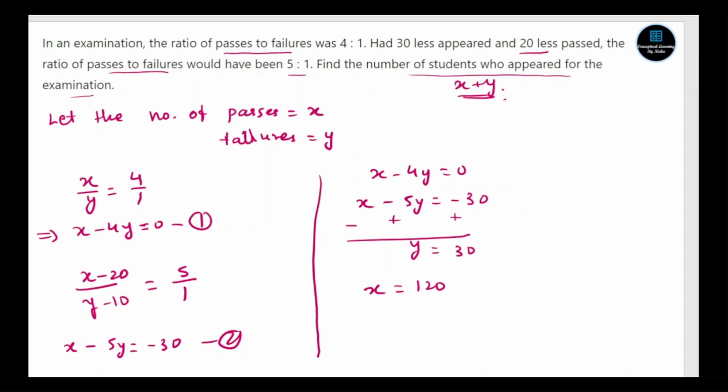So number of passes are 120, number of failures are 30. So total number of students are nothing but x plus y, which is nothing but 150, right? So this is the answer for this. I hope you understood this. Very interesting question, right? Perfect.